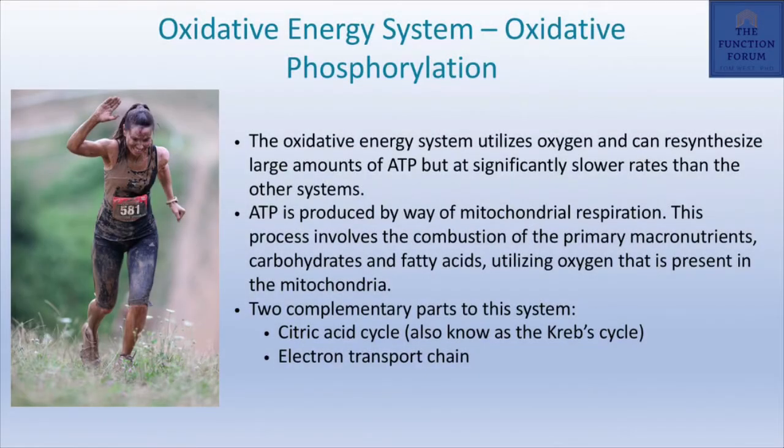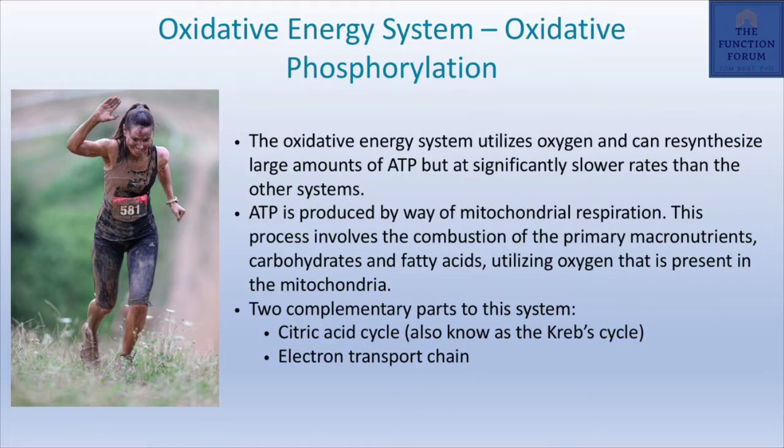The final energy system, the oxidative energy system, can utilize oxygen, obviously, in the synthesis of ATP. And it can resynthesize massive amounts of ATP compared to the other two systems. However, it does it at a much slower rate than the other systems. So while it conveys some advantages, it also has disadvantages.